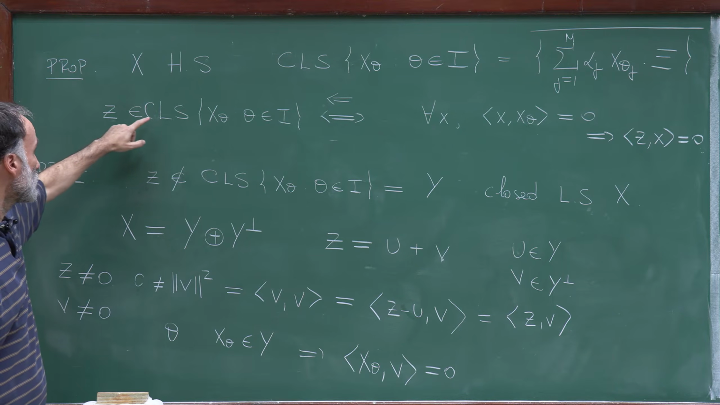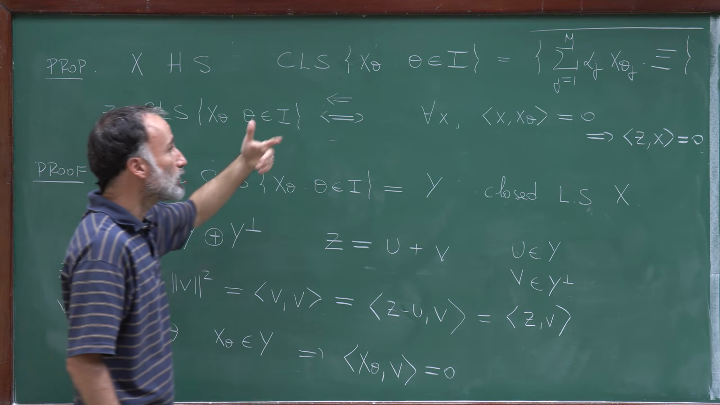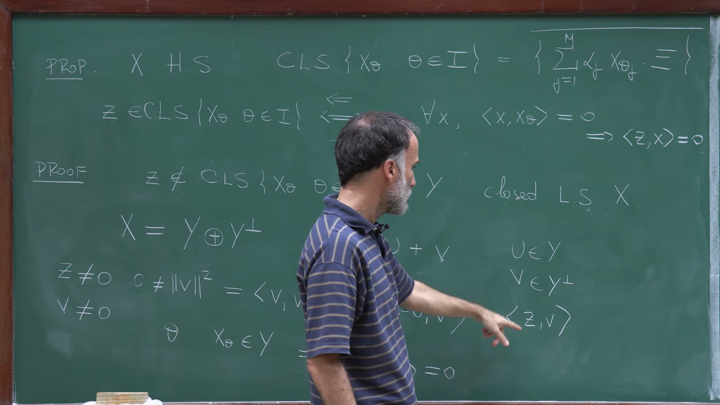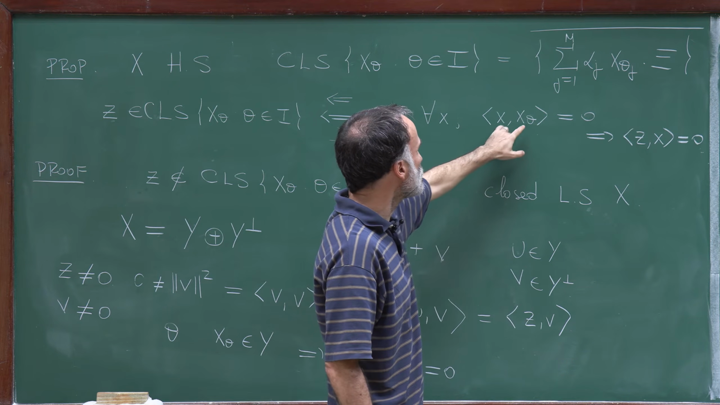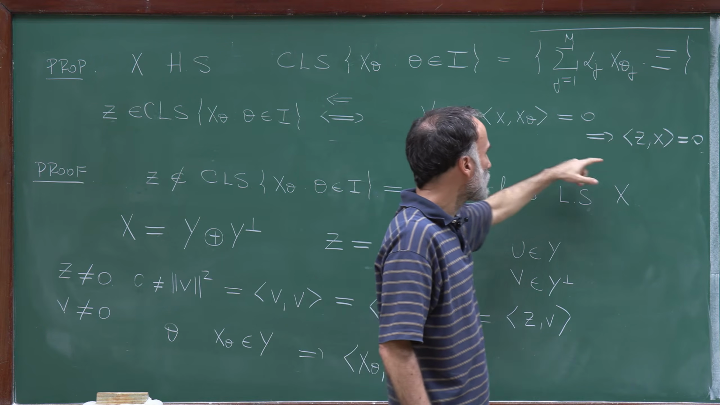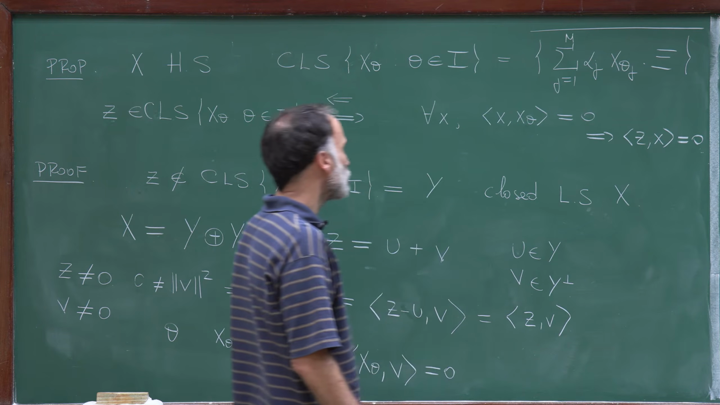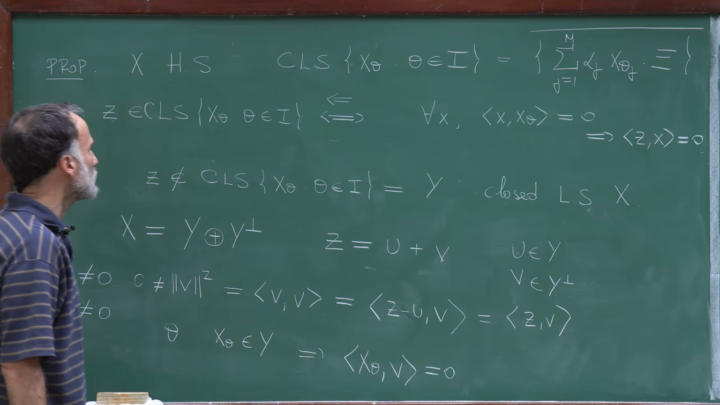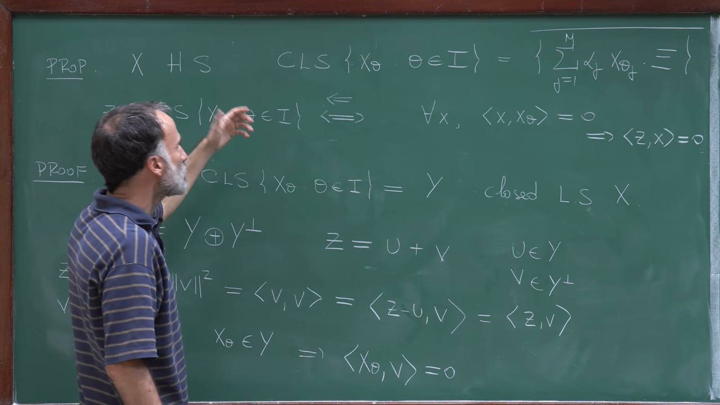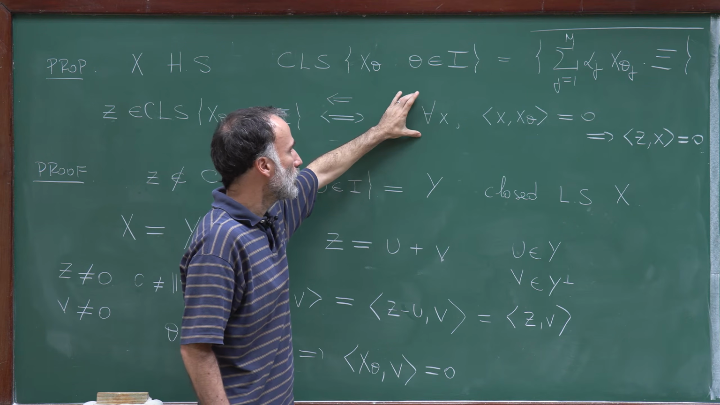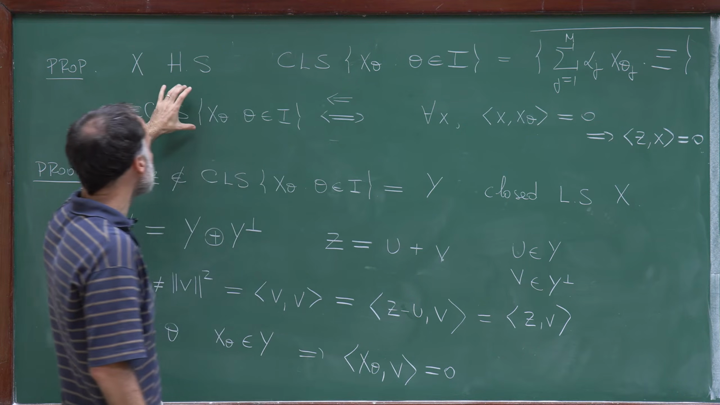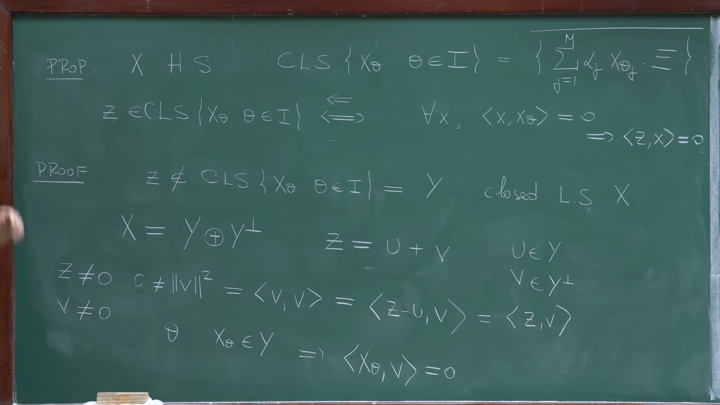Therefore, if Z does not belong to the closed linear span, we can find an element x, which I called here V, which is orthogonal to all x_theta but which is not orthogonal to Z. So that proves, by contradiction, that this statement implies that one, and this completes the proof of the proposition.